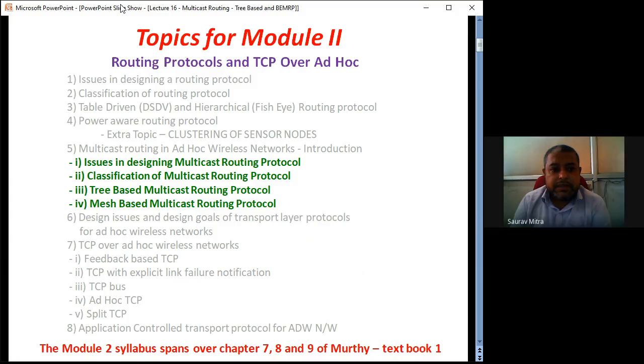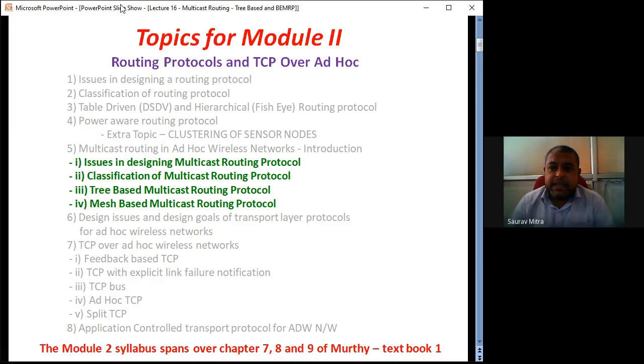So these are the topics that we have already seen. Issues in designing routing protocol, that was the first topic. What is the classification of routing protocol? Then we have seen DSDV, table type of routing protocol. Then we have seen the hierarchical routing protocol, that is fish eye. Yesterday we saw the metrics of power aware routing protocol. There were 5 metrics that we discussed.